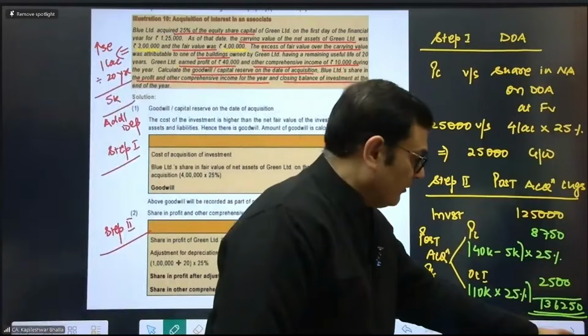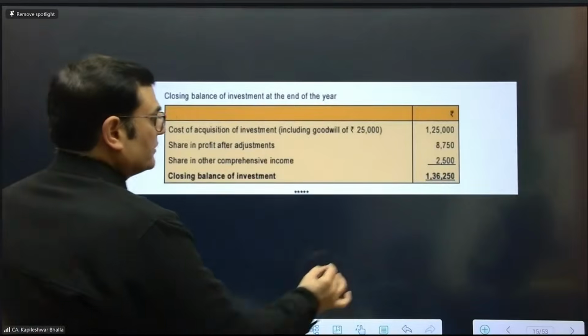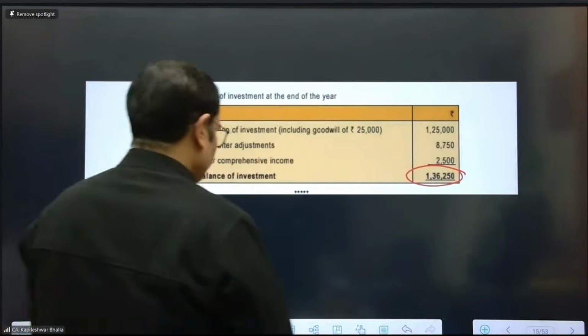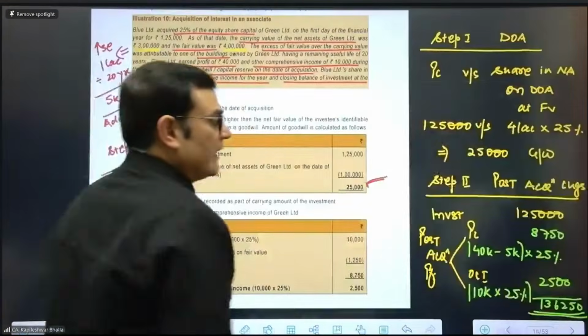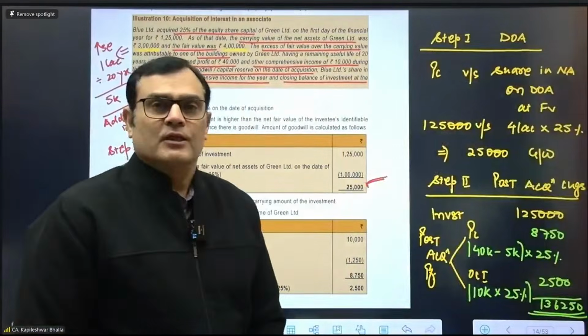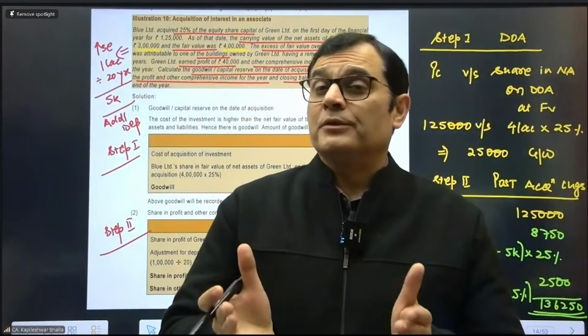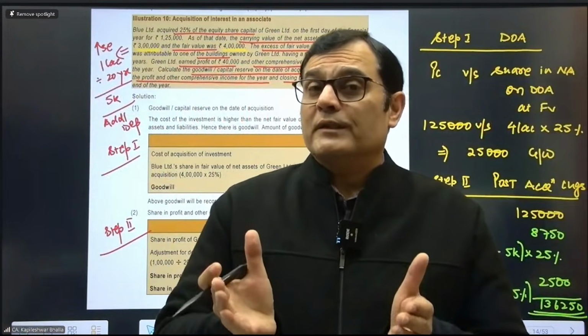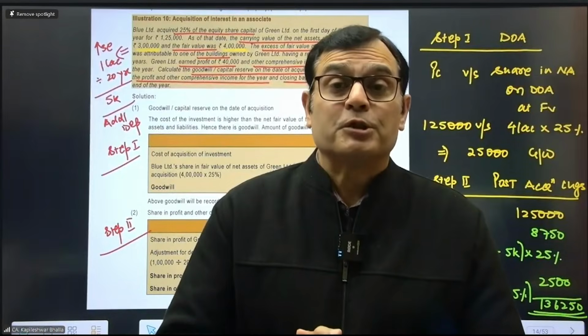And I think we can have a look out here. So this is the value of the investment, 136,250, which I have computed. So this is as simple and straight. So I think if you go on a step-by-step basis, applying the equity method, you cannot go wrong. So the only thing in this particular case is just one additional depreciation adjustment.